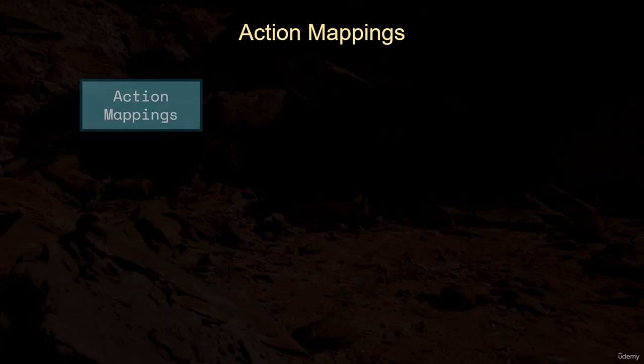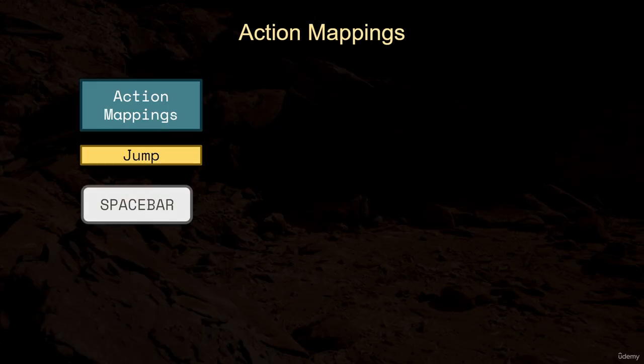So just like axis mappings, action mappings have a name. We can specify that in the project settings. So we could create an action mapping called jump, for example. And just like axis mappings, we can assign keys or other types of input to the action mapping. Now here's where axis mappings and action mappings differ.